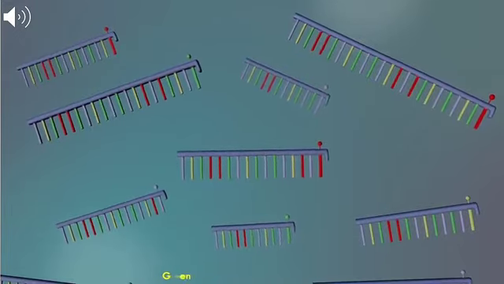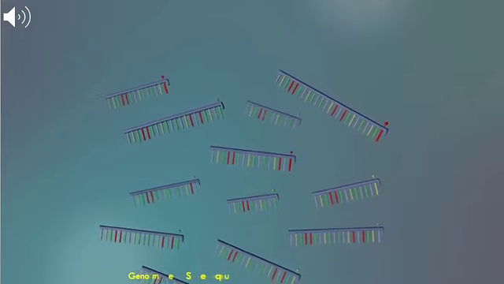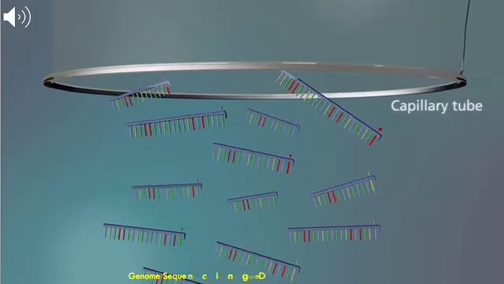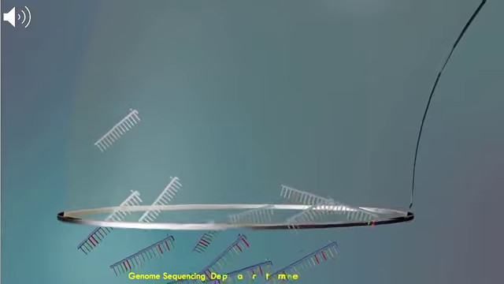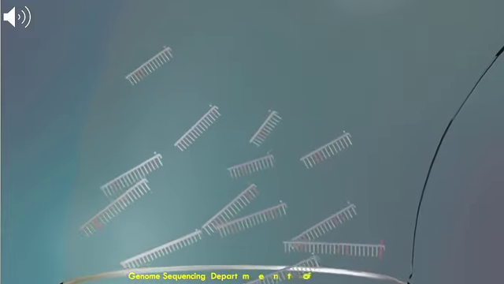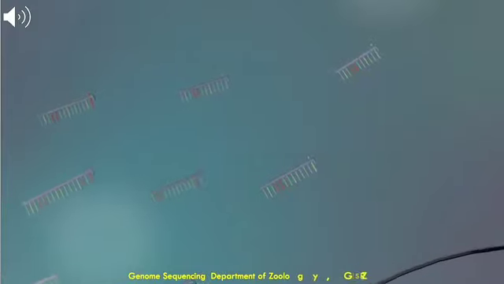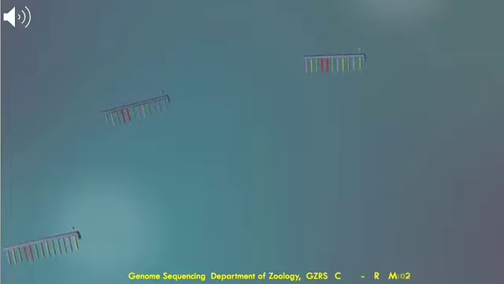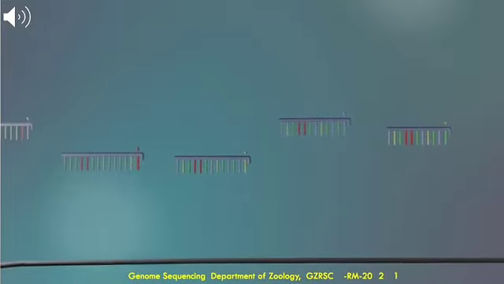To read the sequence of the DNA, the various fragments are separated by length using a process called electrophoresis. A capillary tube is lowered into each well of the plate and an electrical charge is applied. This causes negatively charged DNA molecules to move through the capillary tube. Each capillary contains a porous gel. The shorter fragments of DNA move through the gel more easily than the longer DNA fragments. As a result, the fragments become arranged by size from the shortest to the longest.